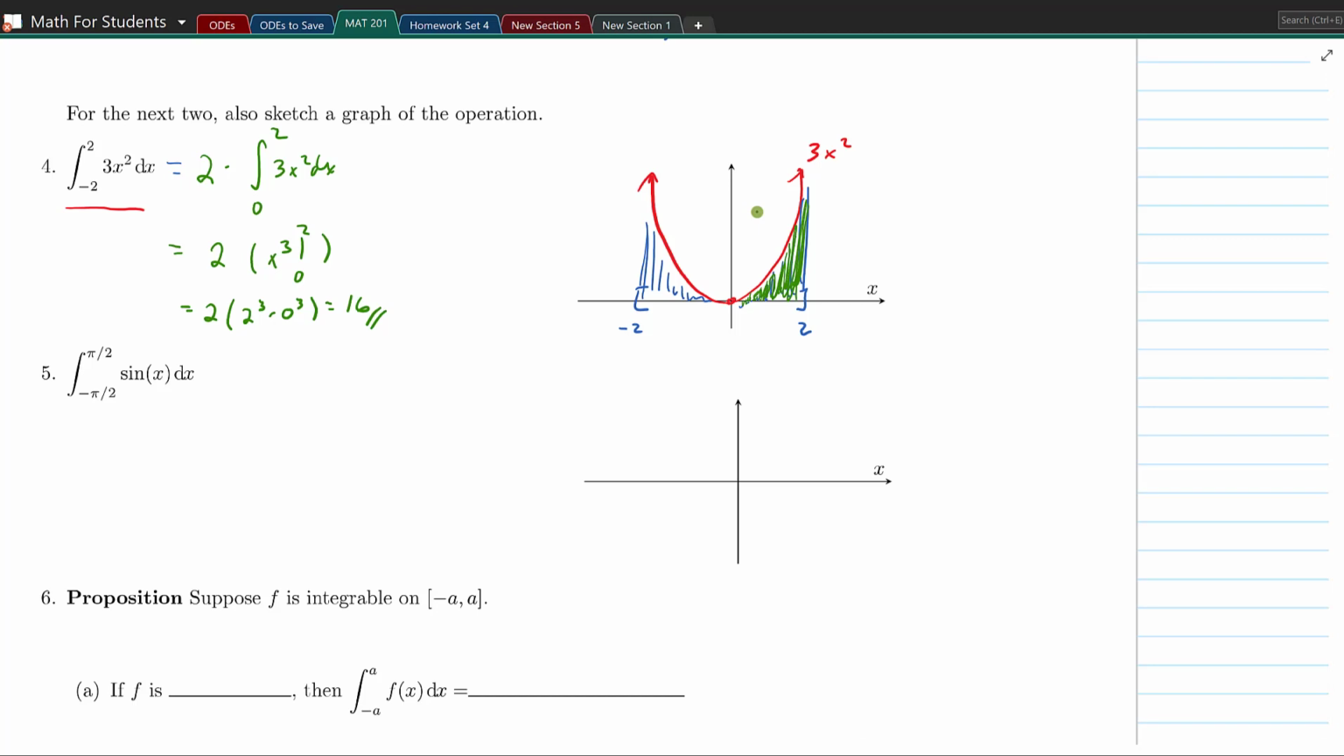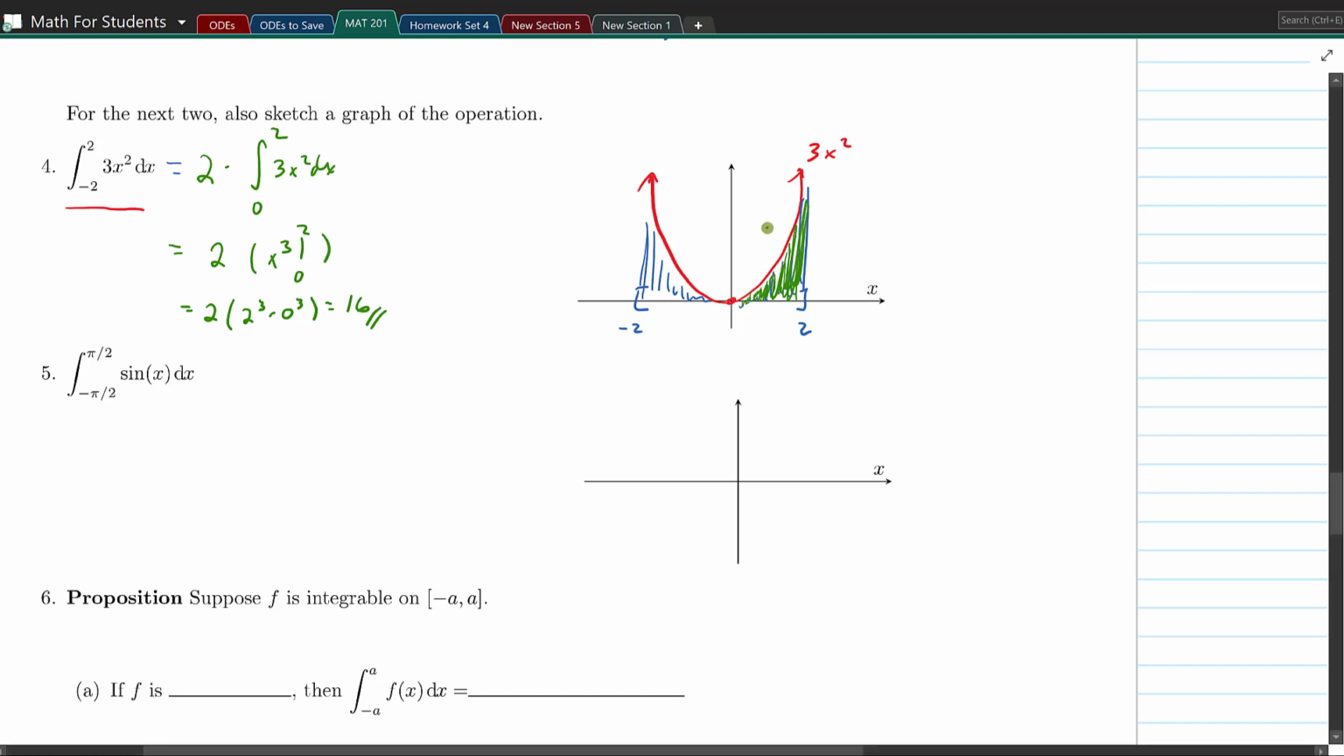Okay. So in this case, we were able to say, rather than solving this integral, we can solve this integral right here and then double our answer. What is it that enabled us to do that?